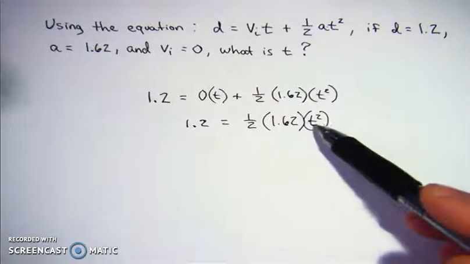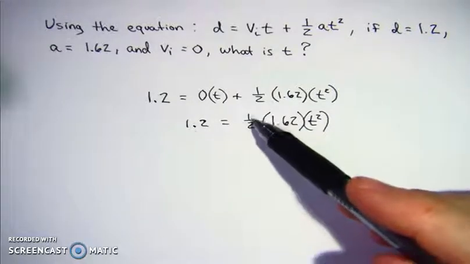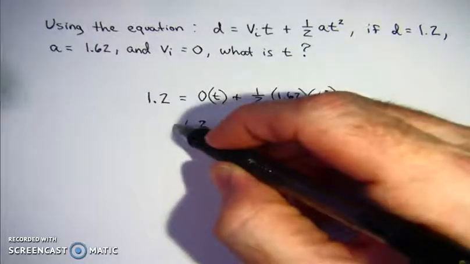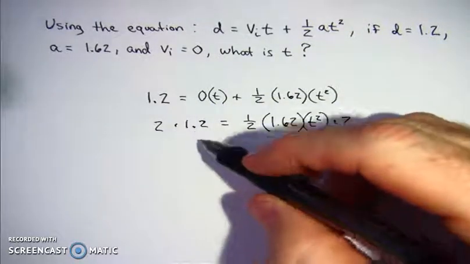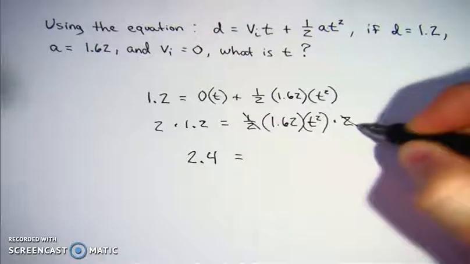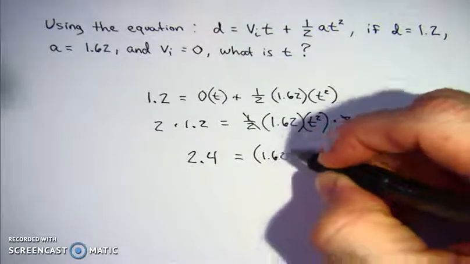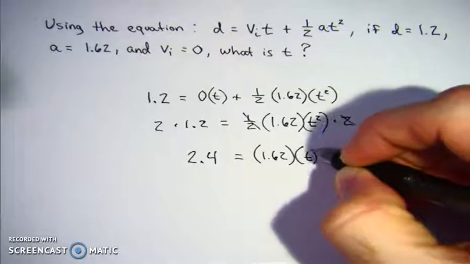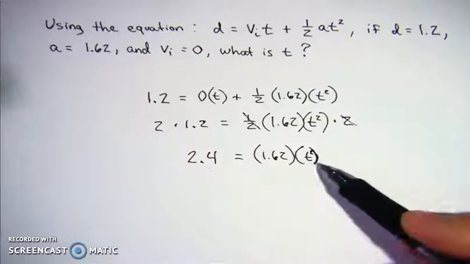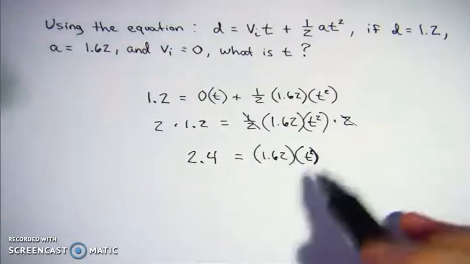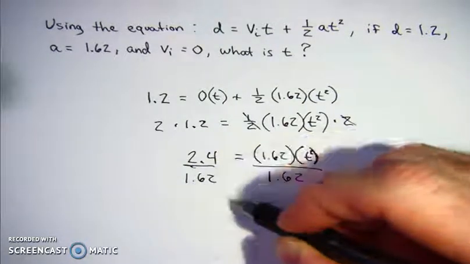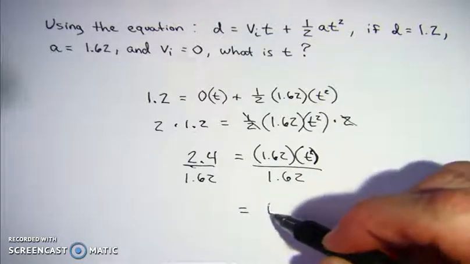We are going to get rid of everything except t squared, just like we did earlier. So to get rid of a half, you multiply it by 2. So we're going to multiply by 2 on both sides of the equation. And if my math does not fail me, that is 2.4. 2.4 equals 1.62 times t squared. Okay. Now we need to get t squared by itself so we can get rid of 1.62. So we'll divide. It's multiplied by it, so we're going to divide by 1.62. And that leaves us with t squared.